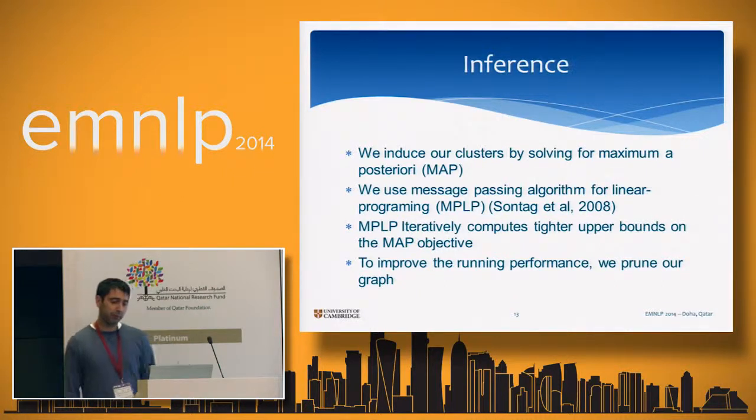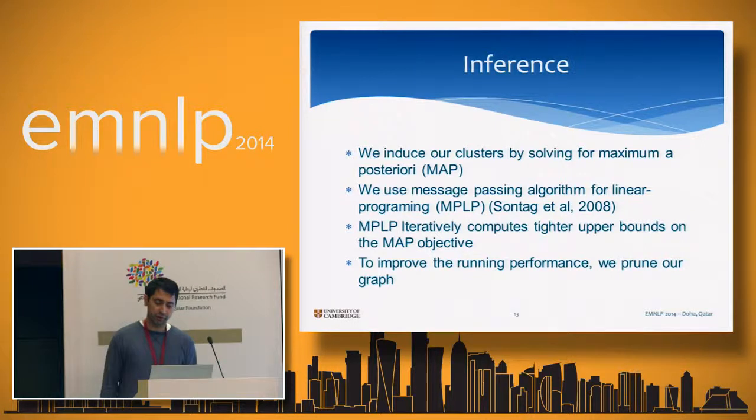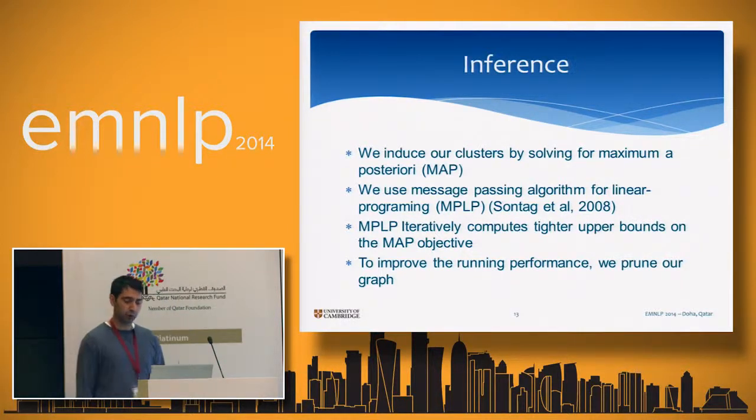Inference: to find the clusters, we solve for maximum a posteriori inference by MAP decoding. We use the message passing algorithm for linear programming, MPLP, by Sontag et al. MPLP iteratively computes higher upper bounds on the MAP objective. The algorithm is polynomial in the number of edges in the graph, so it's relatively fast, but we still prune our model by taking out all the edges that are somewhat ambiguous. We keep the very positive edges and the very negative edges, and that tends to give us both a runtime performance increase and an accuracy performance increase.